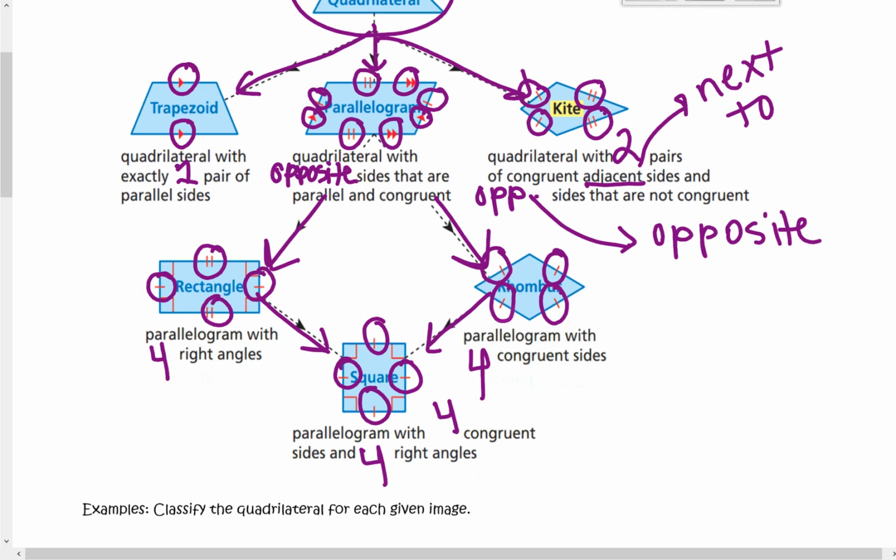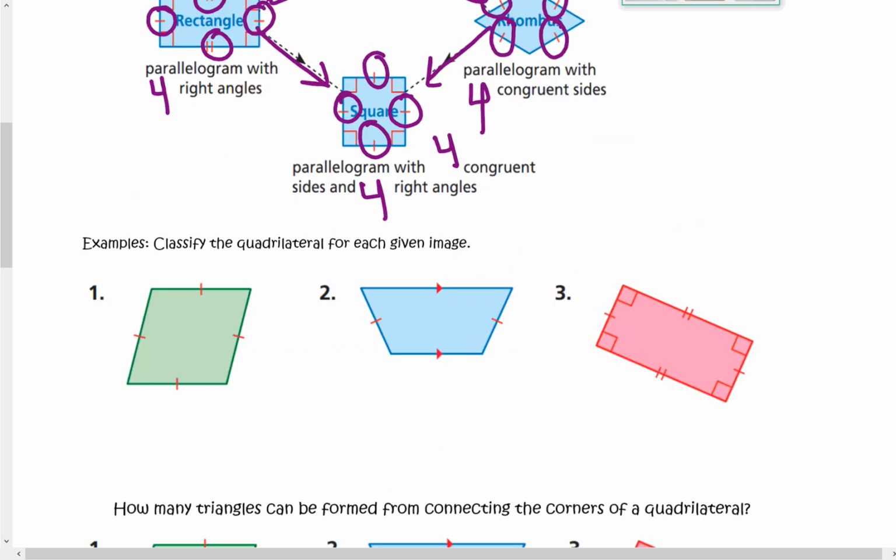So let's do some practice. Feel free to pause the video and do these examples on your own, and then check your answers once you're finished. If you're not sure how to go, then you can just follow along with the video.